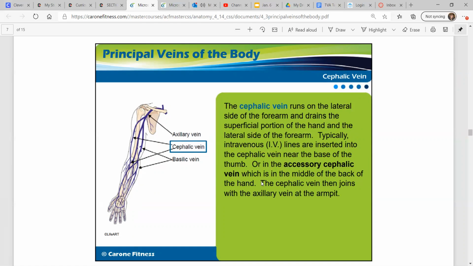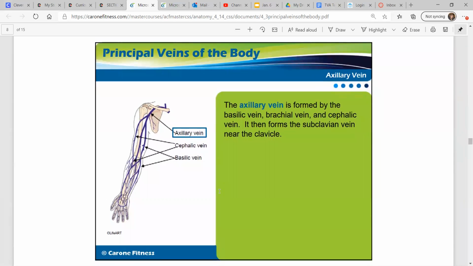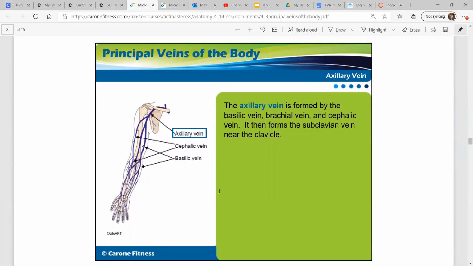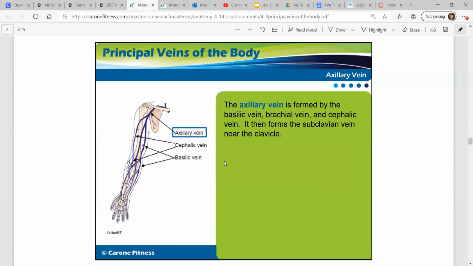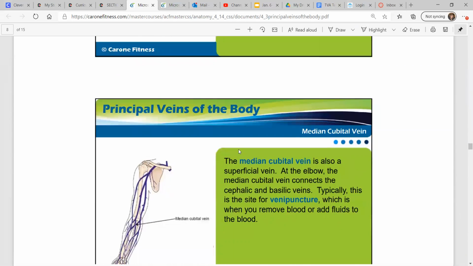The cephalic vein then joins with the axillary vein at the armpit. So everything joins back together at the armpit. The axillary vein is formed by the basilic vein, the brachial vein, and the cephalic vein. It then forms the subclavian vein near the clavicle. So this goes on further. The diagram doesn't show that part though.